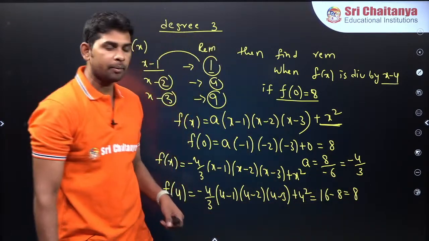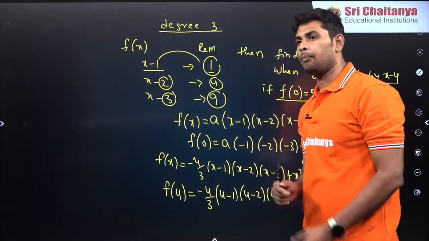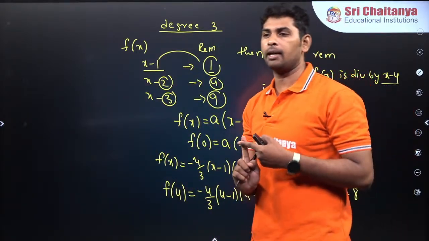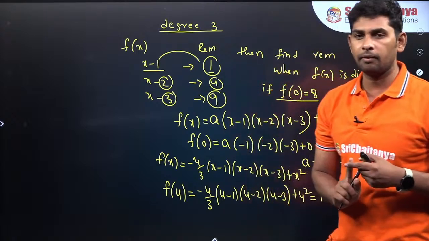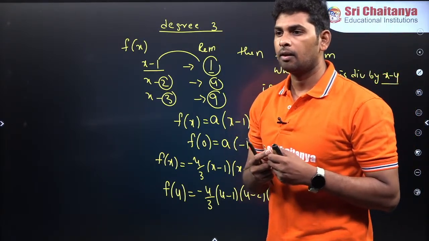Whose answer is correct? Give me the thumbs up and show me your love in the chat box. 8. Oh, a lot of people have got 8. Very good efforts. I can see that. It's a wonderful session that we are having. I can see a lot of energy in you. Very nice.